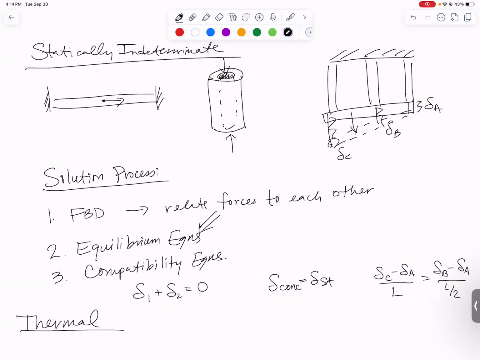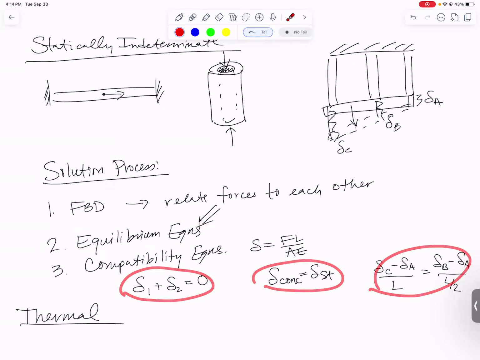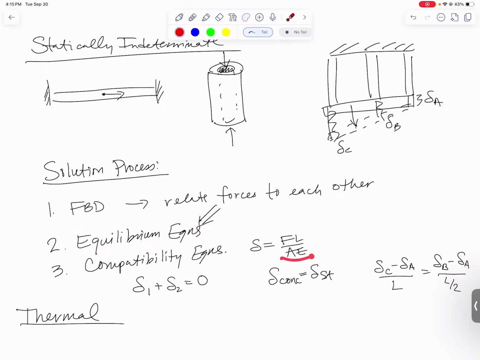And then what you're going to use is that each of those deltas is equal to an FL over AE equation. Because remember, your equilibrium equations are all full of forces. So we need to replace all the deltas in whichever of these compatibility conditions we use with an equation that gives you force instead. And that lets you combine your equilibrium equations with your rewritten compatibility equation to solve for your unknowns.